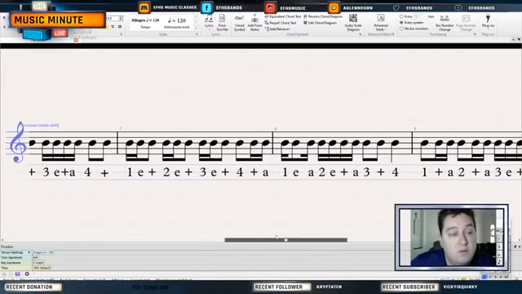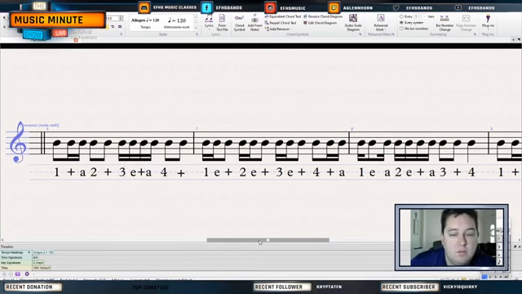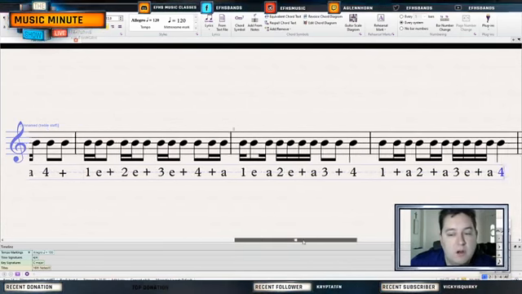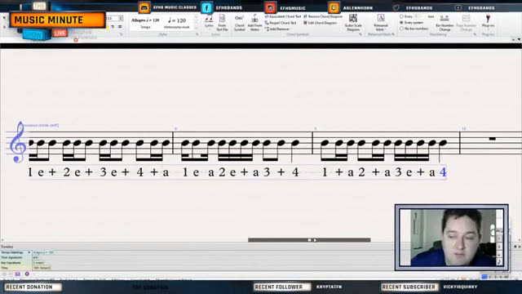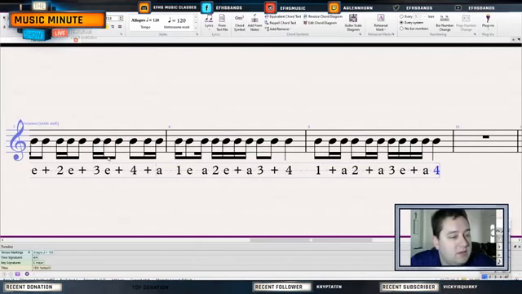So when we put those 4 measures together, we have 1 and a 2 and 3E and a 4 and 1E and 2E and 3E and 4 and a 1E, a 2E and a 3 and 4. 1 and a 2 and a 3E and a 4. And I know I'm moving much faster than some of you may be able to process. But with 16th notes, remember that when you get to rhythms like these 1 and a 2 and a 3E and 2E ands, the 8th note becomes long.